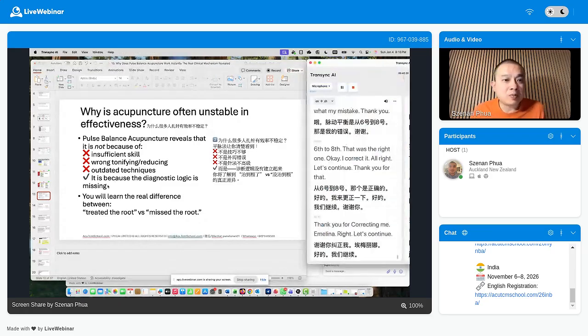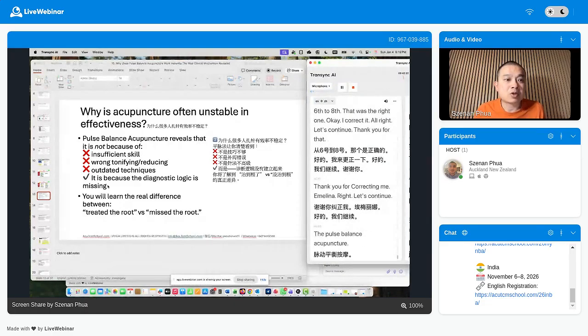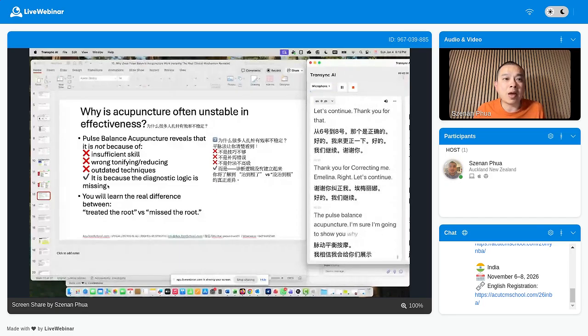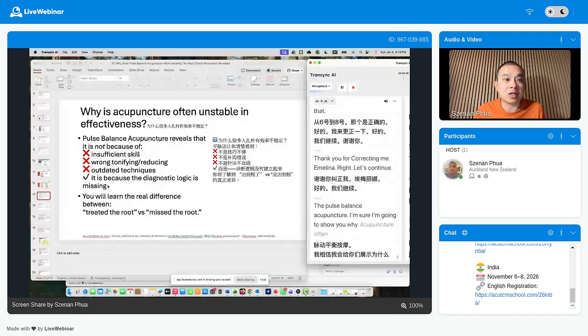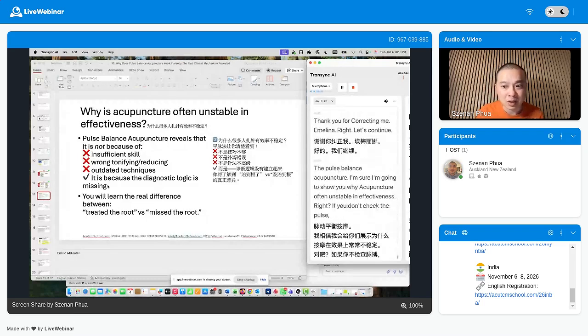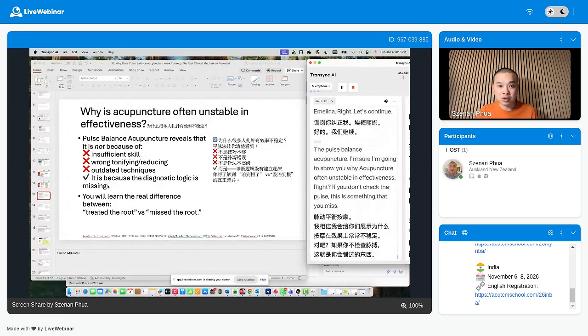The Pulse Balance Acupuncture, I'm going to show you why acupuncture is often unstable in effectiveness. If you don't check the pulse, this is something that you miss because you don't treat the root.